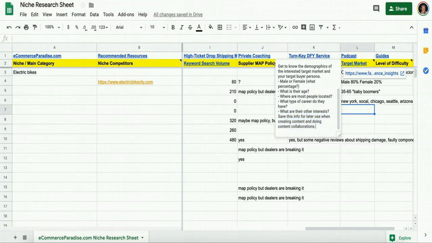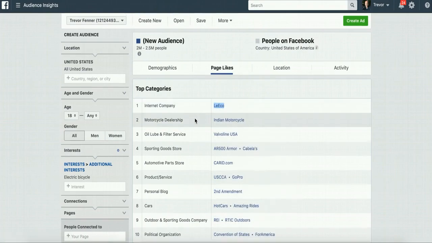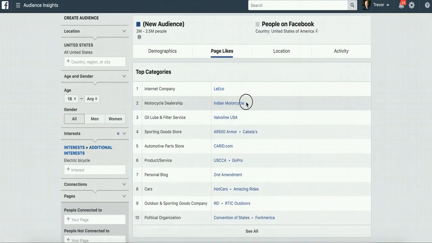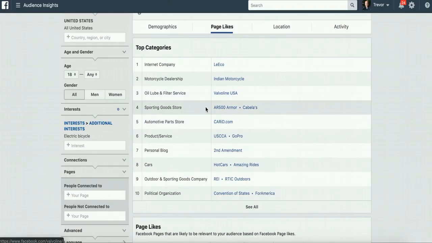What are their other interests? So that they do have, and you can determine that with page likes. So top categories, like internet company, I don't know what Lico is, that's interesting. Indian motorcycles, so definitely they're going to be interested in motorcycles, so you can make content around motorcycles and target motorcycle groups with your electric bike content. Oil, lube, and filter service Valvoline, so they're interested probably in cars as well. Sporting goods stores, AR500 Armor, Cabela's, so they're probably interested in all sorts of different outdoor activities. Cabela's is like a sporting goods place, especially for hunters, so they might be interested in hunting.